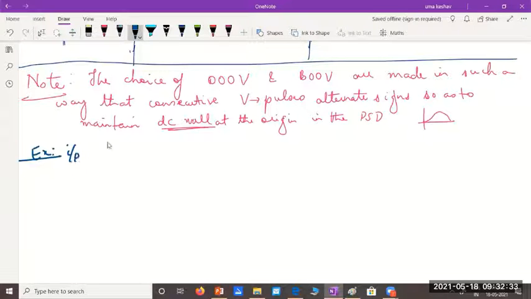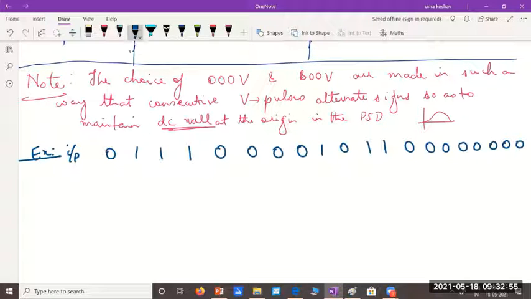Let the input sequence, we'll see how exactly that replacement will happen. So let me consider 0, 1, 1, 1, anything, 0, 0, 0, 0. I need that violation: 1, 0, 1, 1, 0, 0, 0, 0, 0, 0, 0, 0, something like this. Let me just see it is violated once or twice. So this is the input sequence. And what would be the HDB3 code? How would I write it?